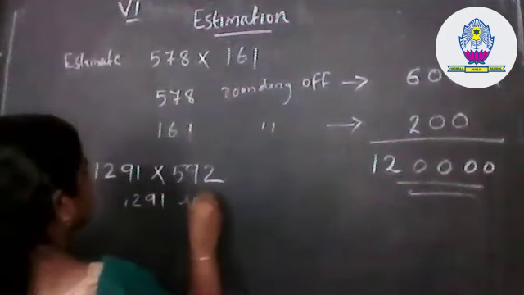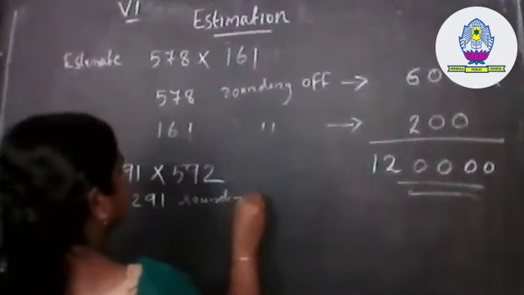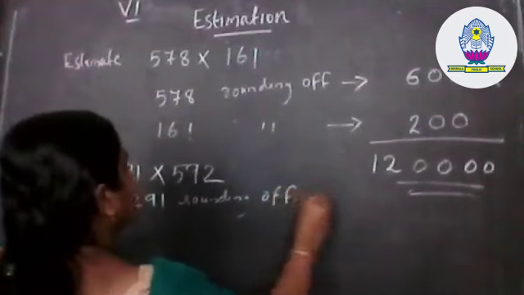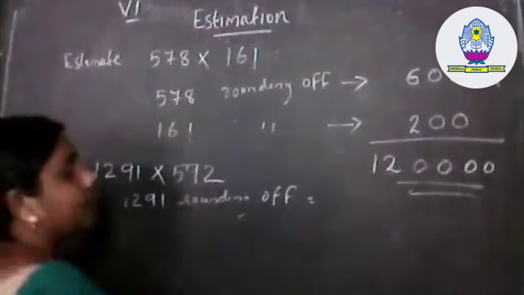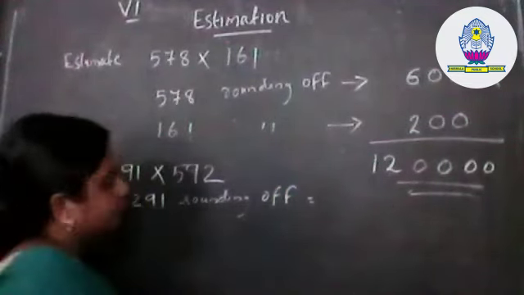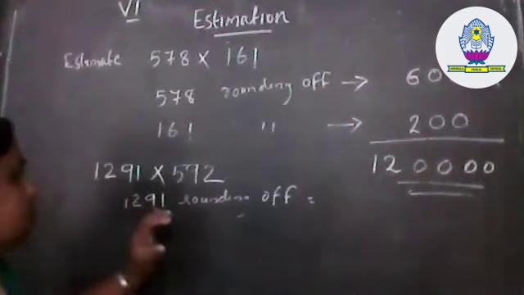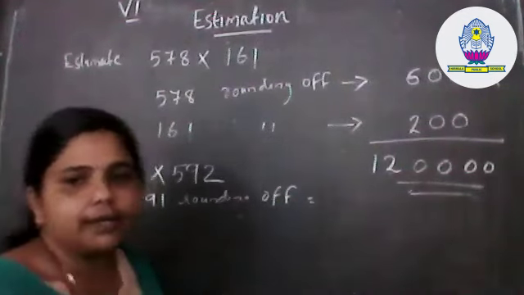Here this number has 4 digits and 592 has 3 digits only. First we convert these numbers to the nearest 100.